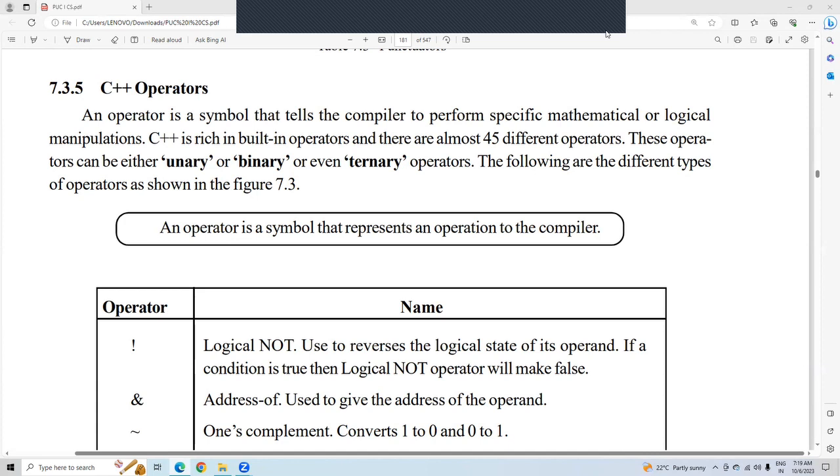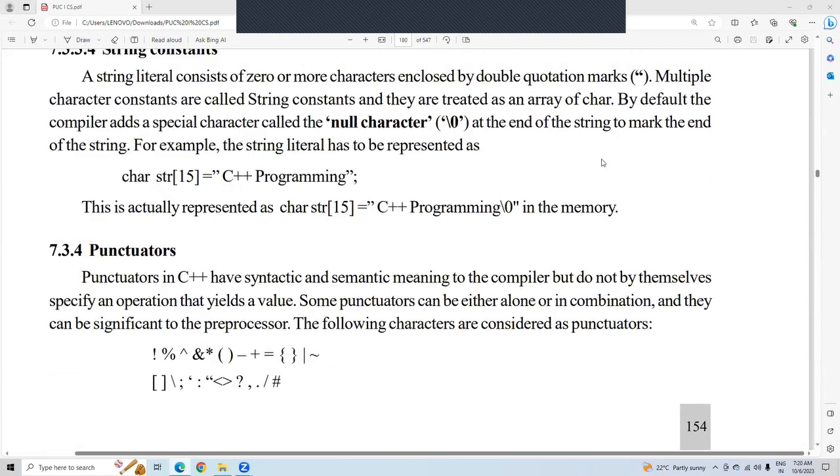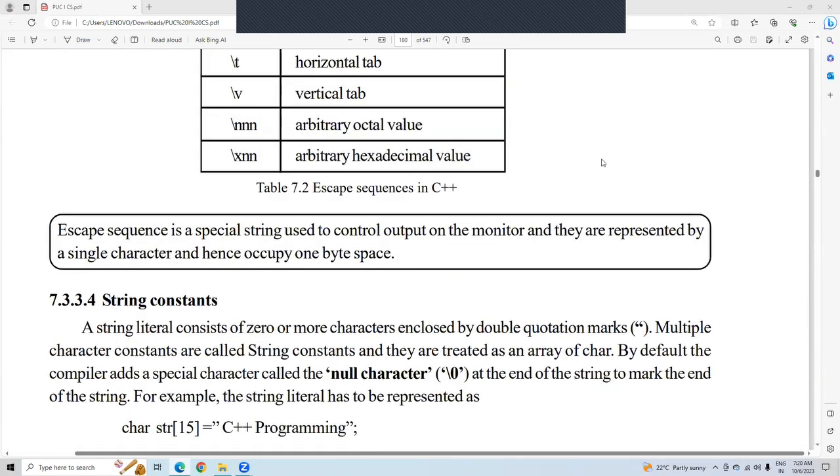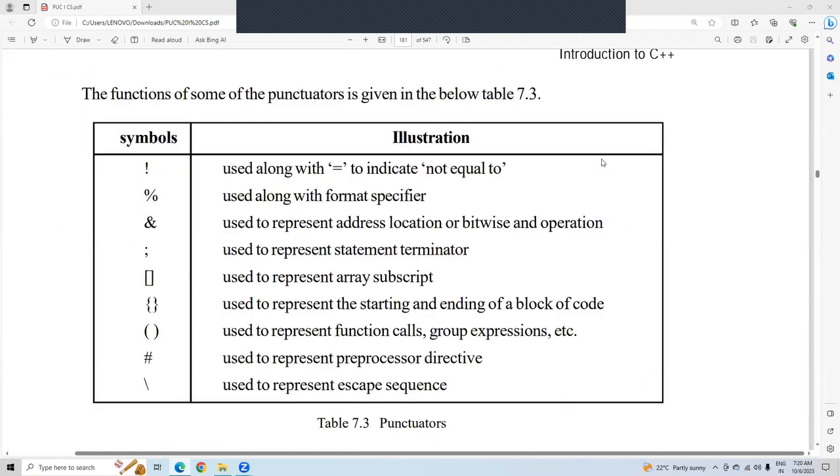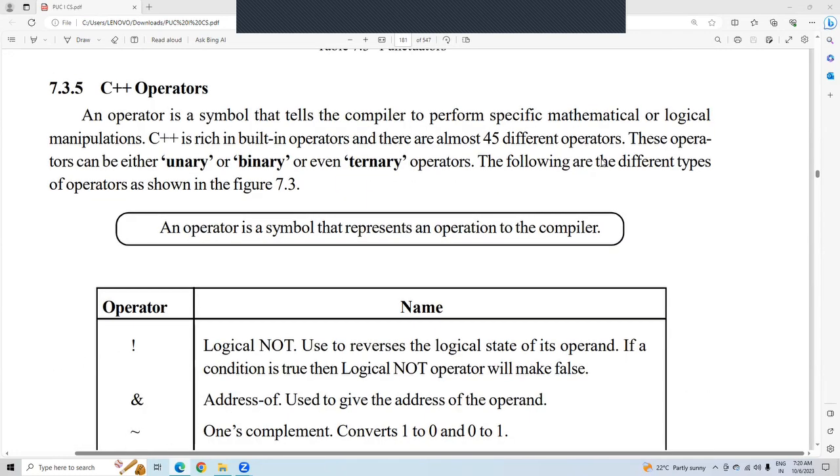Let's continue. In the last class, we have studied about character sets, that is, identifiers, reserved words or keywords, and rules for naming identifiers, literals, constants, types of constants, escape sequence characters, and punctuators, string constants, about various things we studied. Let's continue the chapter with C++ operators.